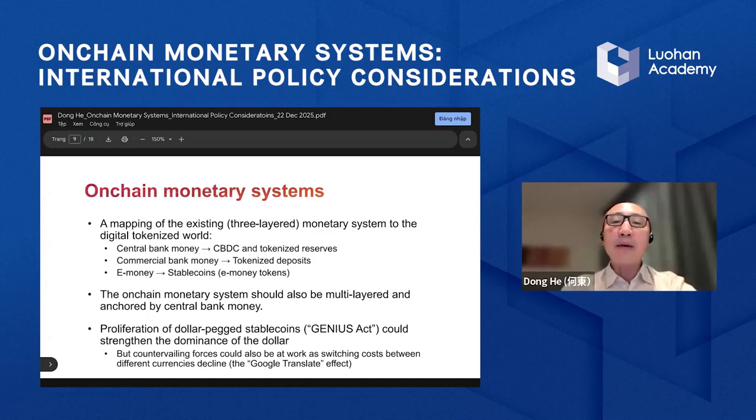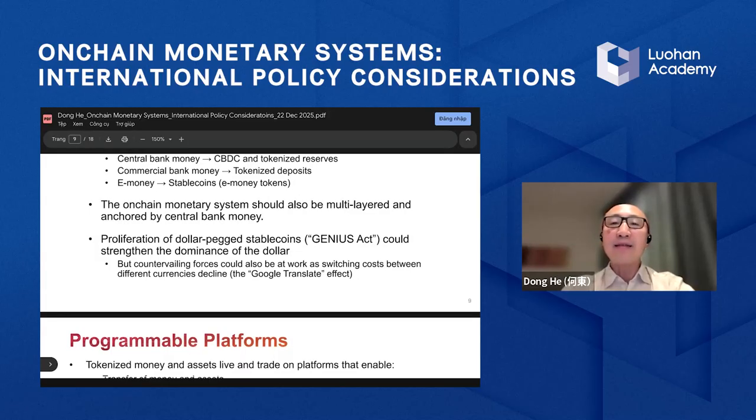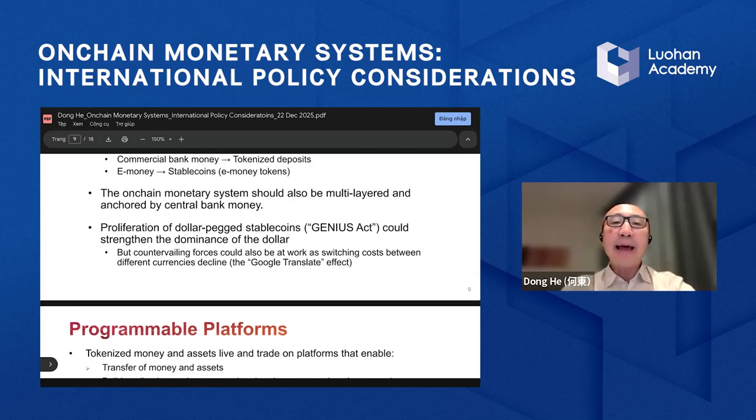So if we think about an on-chain monetary system, the first way to think about it is a mapping of the existing three-layered monetary system to the digital tokenized world. In thinking about central bank money, we can talk about central bank digital currency or tokenized reserves. Daryl mentioned earlier whether central banks are willing to issue tokenized reserves, but these are some of the forms central bank money can take in the on-chain world. Commercial bank money can be projected as tokenized deposits, and stablecoins simply are e-money tokens. This is very clearly laid out in MiCA, the European Union's legislative framework for crypto assets. So the on-chain monetary system should also be multi-layered and anchored by central bank money.